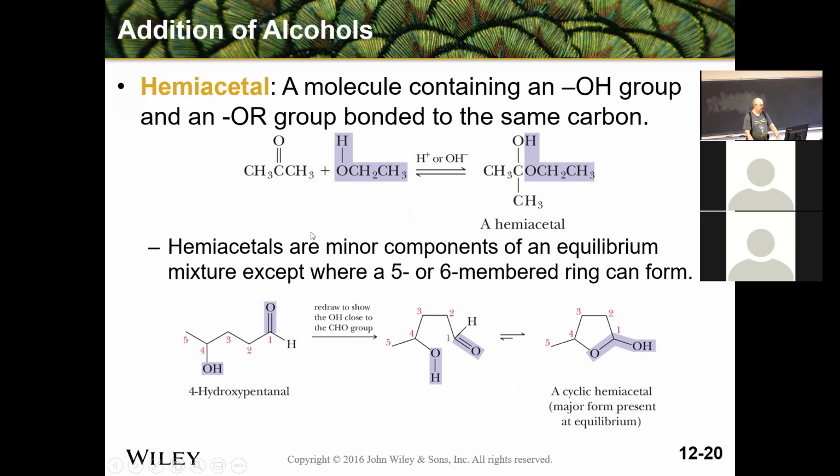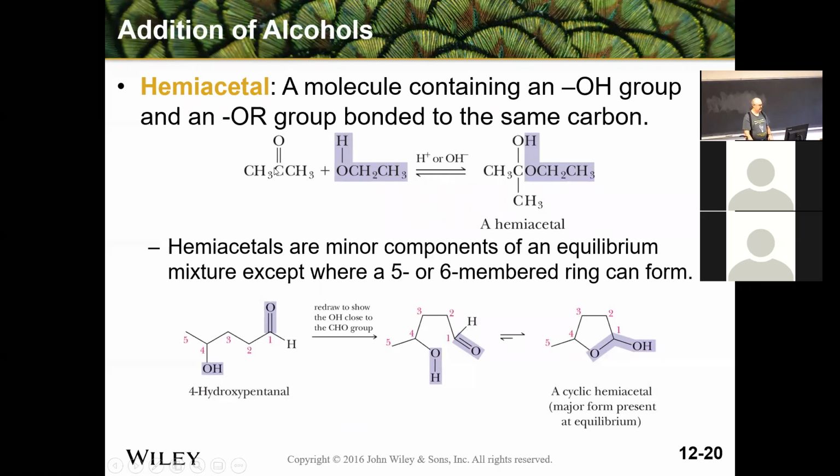Okay, so here we have addition of an alcohol. A hemiacetal is defined as a molecule that contains both an alcohol and an ether group that are bonded to the same carbon. Okay, so here we have an ethyl ether and an alcohol on the same carbon.